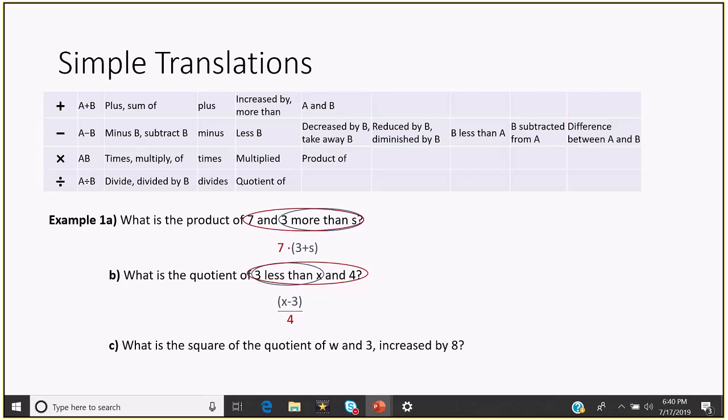This one has a lot of things going on. What is the square of the quotient of w and 3 increased by 8? Again, the goal is I'm going to break it up into pieces so I can start to form things. The first thing that I noticed is that I have a quotient of w and 3. So I look up at my table, quotient is division, so that gives me w over 3. I'm going to square that thing, so I'll have w over 3 squared. And then the very last step I'm going to do is increase that result by 8.